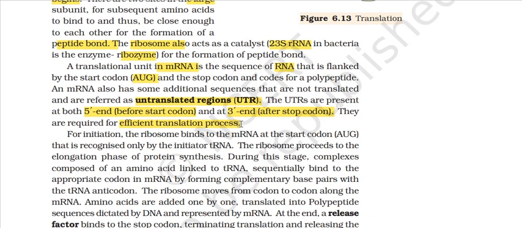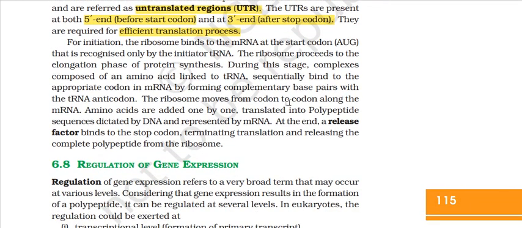Fine. Moving on, we have for initiation, the ribosome binds to the mRNA at the start codon. Start codon हमें पता है AUG coding for methionine as well. That is recognized only by the initiator tRNA. Fine. Initiate कहाँ से होता है? Ribosome mRNA को bind हुआ, ठीक है, कहाँ पे bind हुआ? Start codon पे bind हुआ, और ये किसने recognize किया? Initiator tRNA ने.